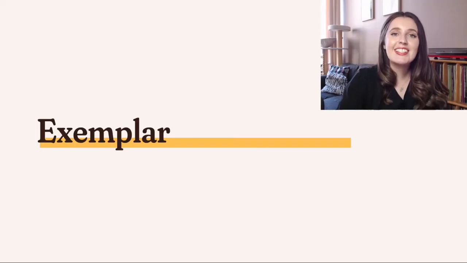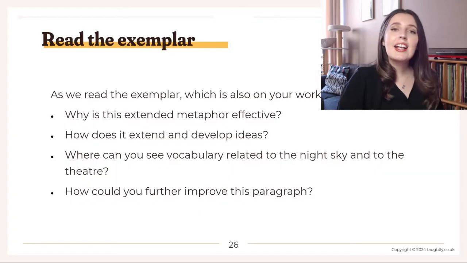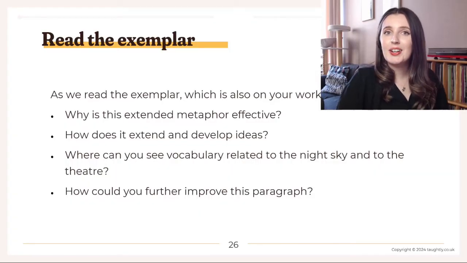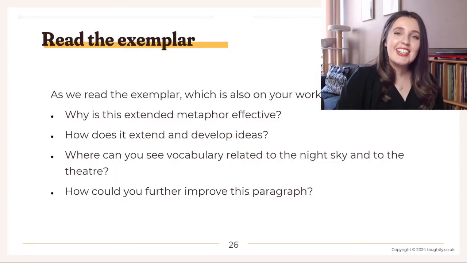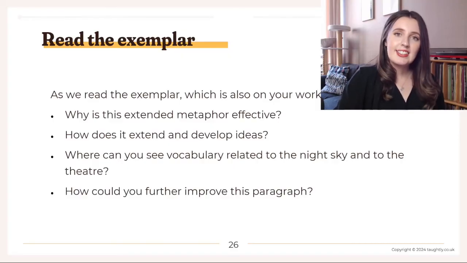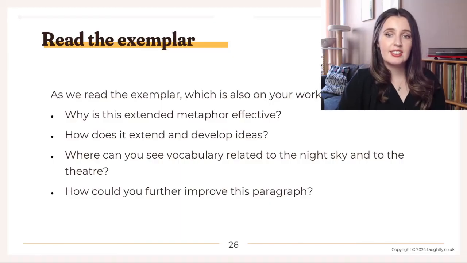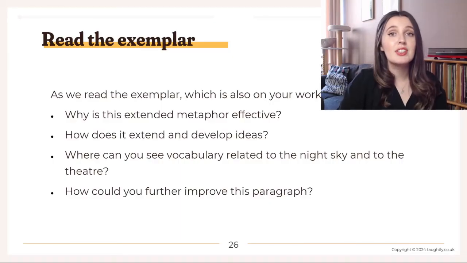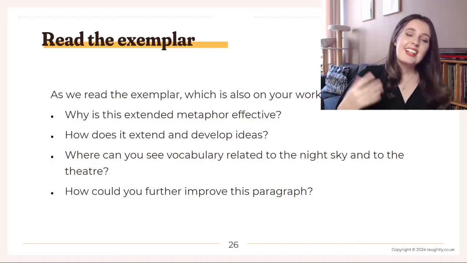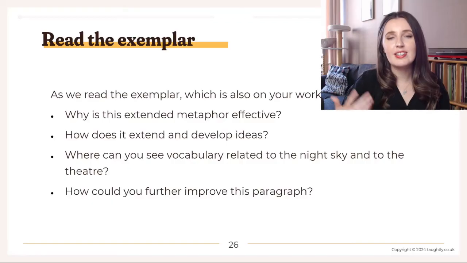Before we get on to writing, let's take a look at an exemplar. What does an A-star extended metaphor look like in descriptive writing? As we read the exemplar, which is also on your worksheet, don't forget to download it, you need to think, why is this extended metaphor effective? How does it extend and develop ideas? Where can you see vocabulary that is related to the night sky and vocabulary that is related to the theatre? And nothing is ever perfect, right? What could you do to further improve this paragraph?